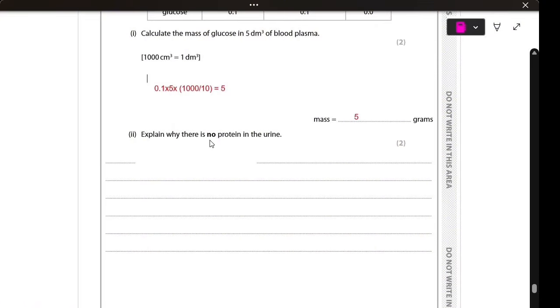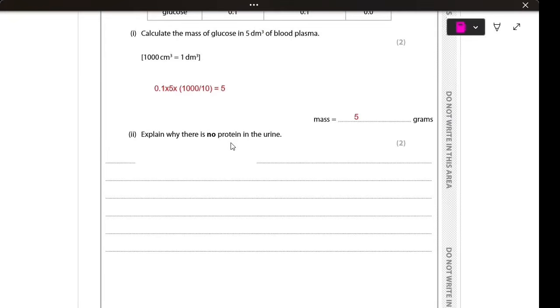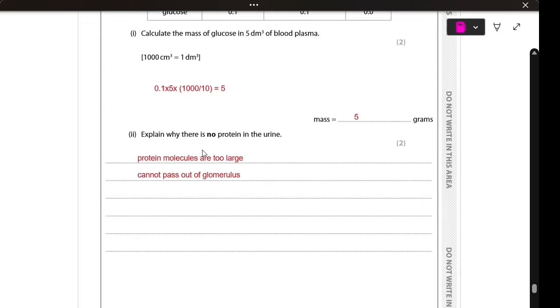Explain why there is no protein in the urine. Because, as I've said, in ultrafiltration, which occurs in the glomerulus, the proteins are big molecules, so they get filtered out. So for 2 marks, we will write: proteins are large molecules, so cannot pass out of the glomerulus.